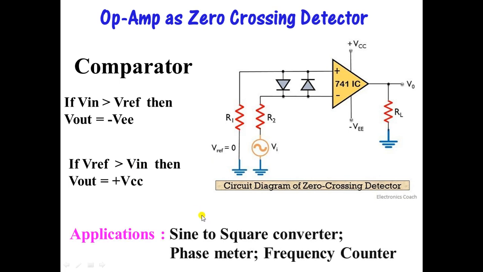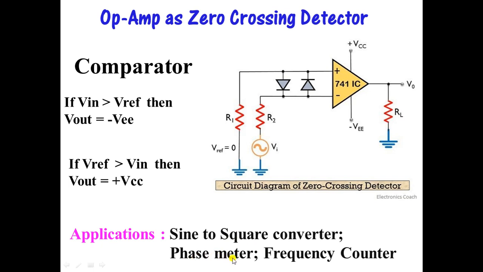It is used as a sine wave to square wave converter. We will see in the next slide how it is converting sine wave to square wave. With this basic principle, the sinusoidal wave applied at the input terminal gets converted to a square wave. So this sine wave you will get at the output as a square wave. We will see how you get that. So this is a sine to square wave converter.